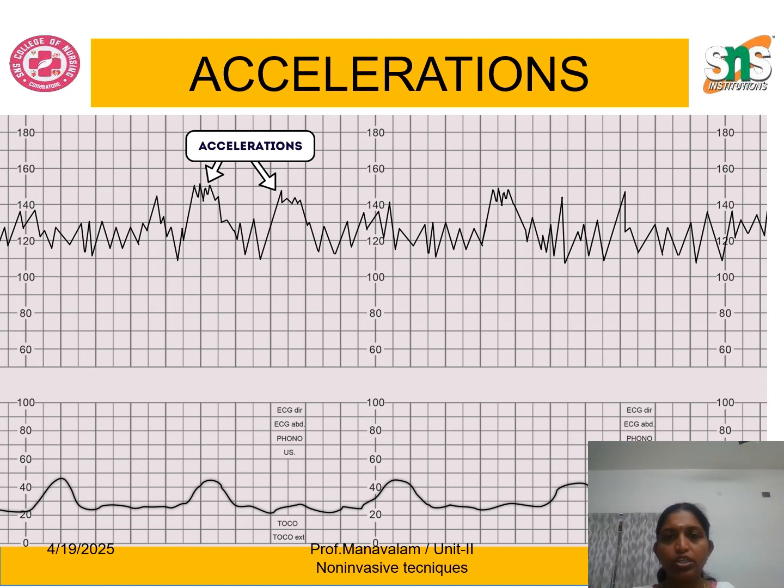First we will see about the acceleration. Here, the first box is the longest box, and the second box below it is labeled TOCO. TOCO indicates the uterine contraction. There are wave-like structures in that. The values 20, 40, 60 and 80 indicate the intrauterine pressure. The baseline starts at 20.